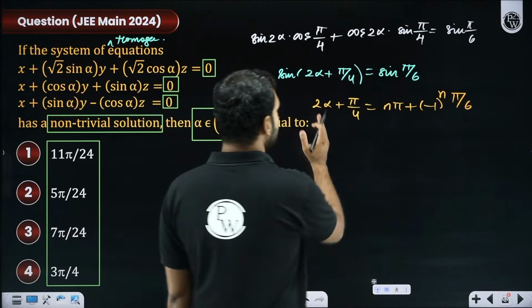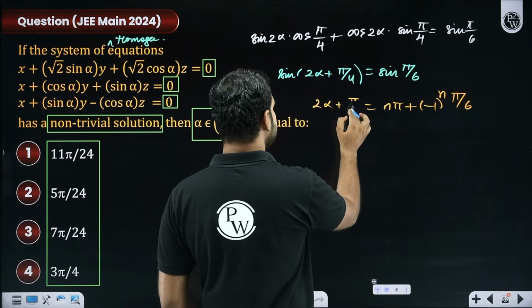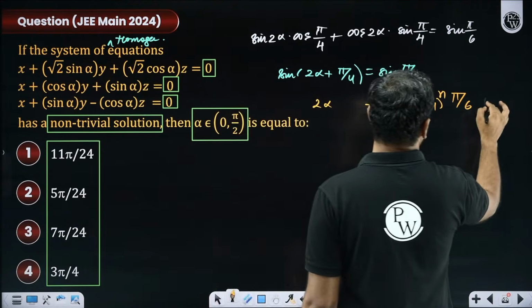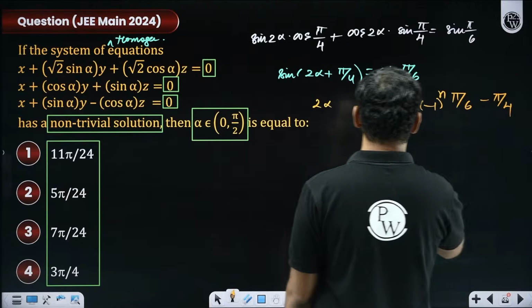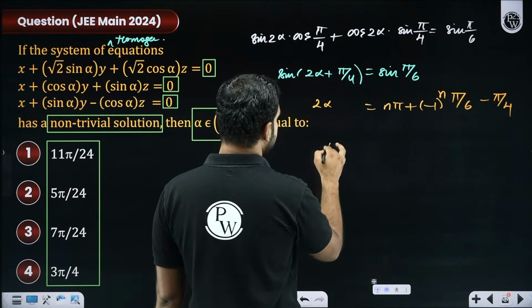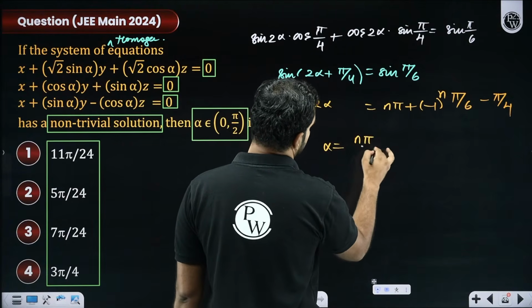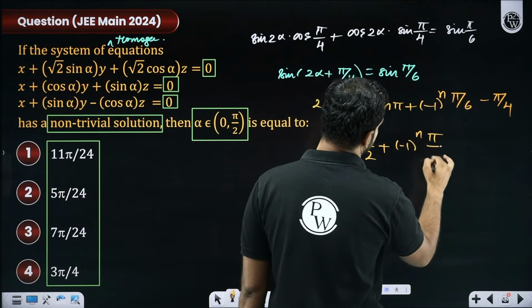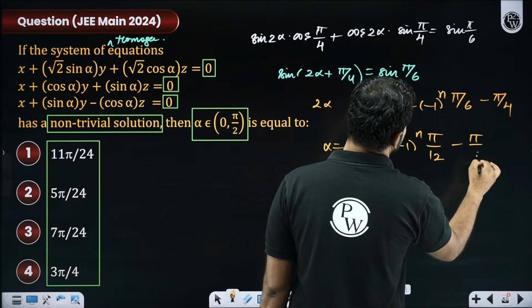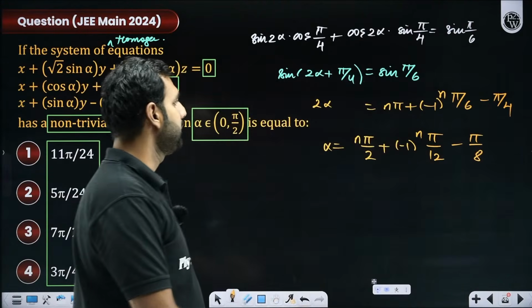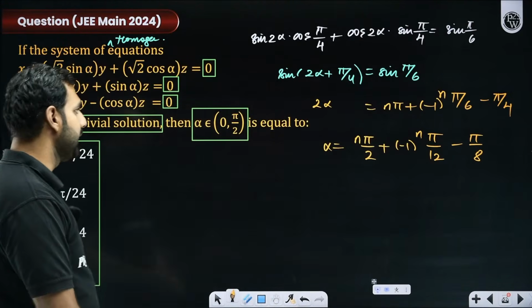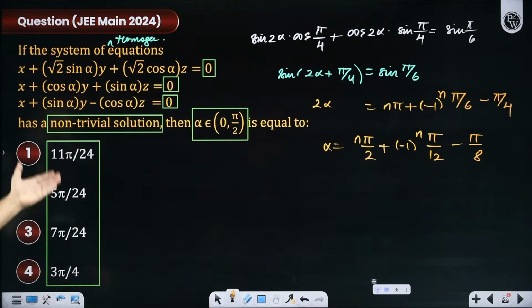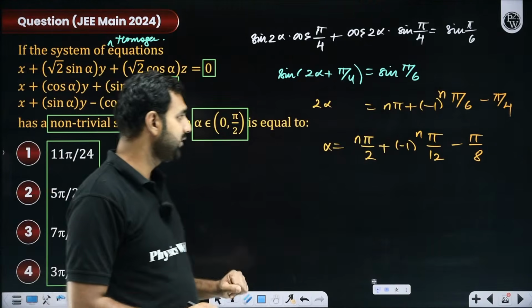So with that, pi by 4, if I push on the left hand side, this will be 2 alpha minus pi by 4. And if I divide both the sides by 2, I'll get alpha as n pi by 2 plus minus 1 to the power n pi by 12 minus pi by 8. Correct me if I'm wrong. n pi by 2, pi by 12, pi by 8. Great. Now, this is your alpha. I need to check it. I need to ensure that alpha lies between 0 to pi by 2.